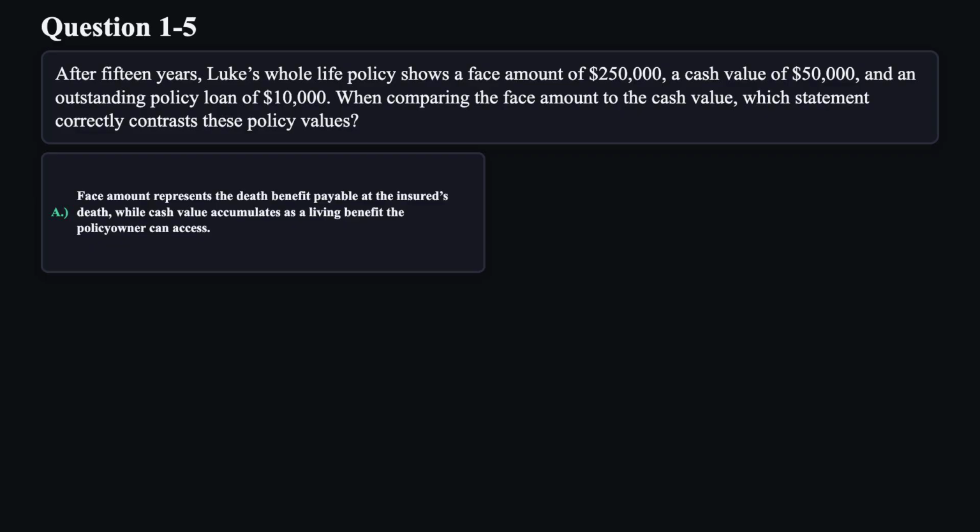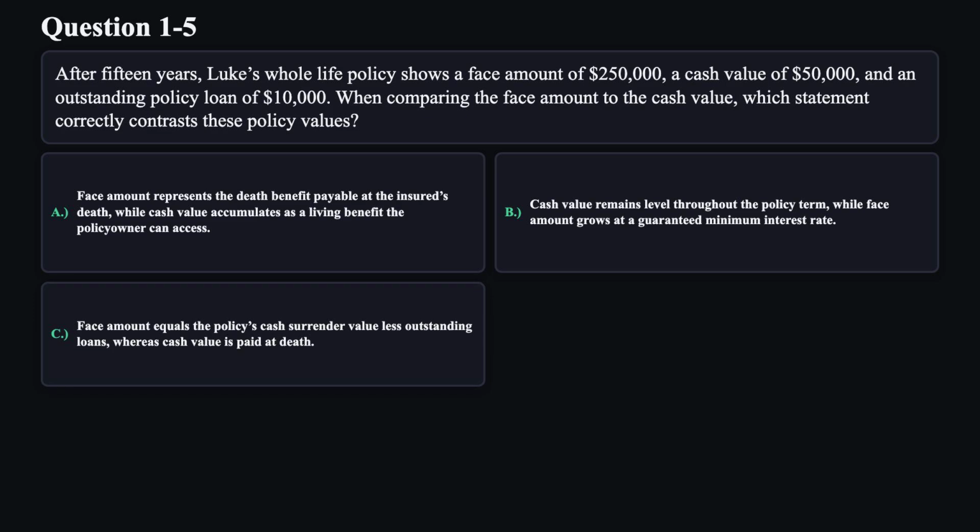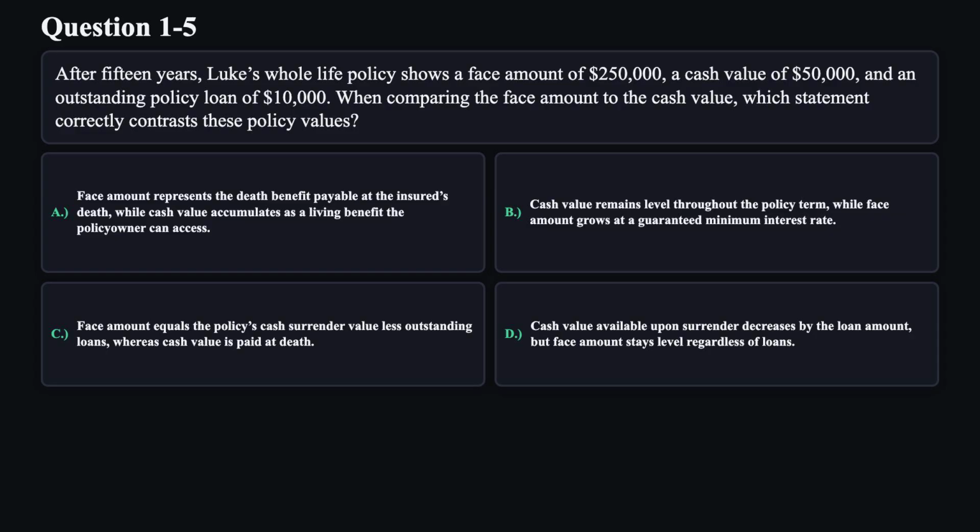A. Face amount represents the death benefit payable at the insured's death, while cash value accumulates as a living benefit the policy owner can access. B. Cash value remains level throughout the policy term, while face amount grows at a guaranteed minimum interest rate. C. Face amount equals the policy's cash surrender value less outstanding loans, whereas cash value is paid at death. D. Cash value available upon surrender decreases by the loan amount, but face amount stays level regardless of loans.